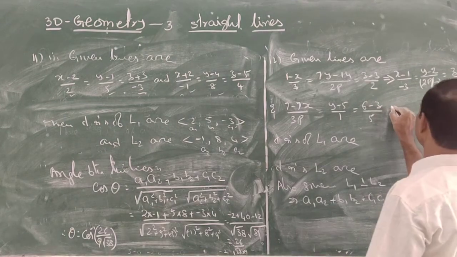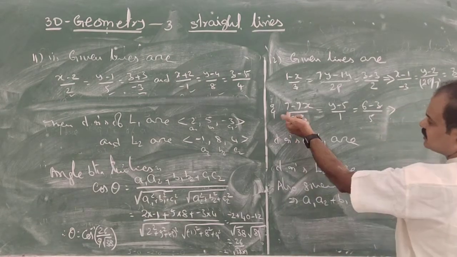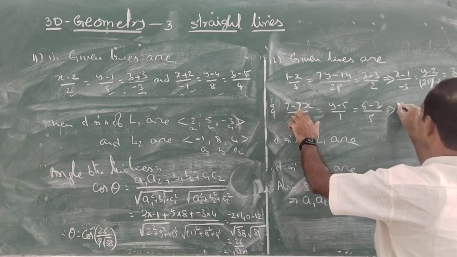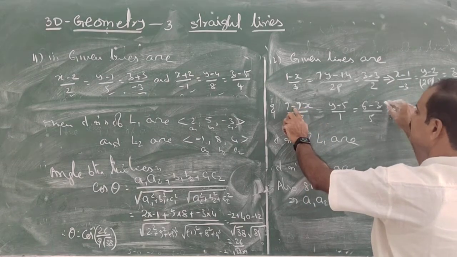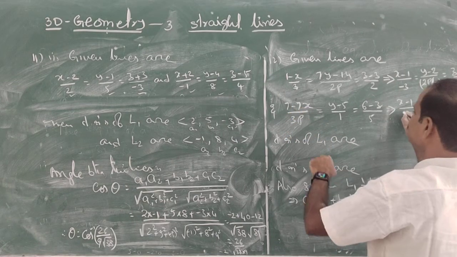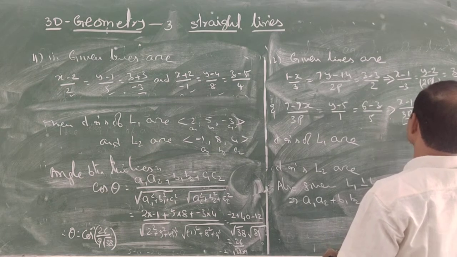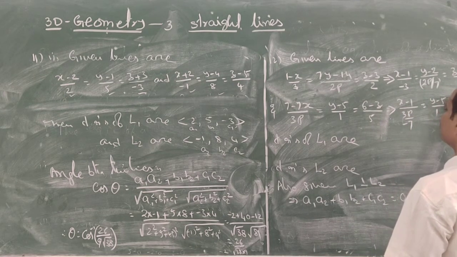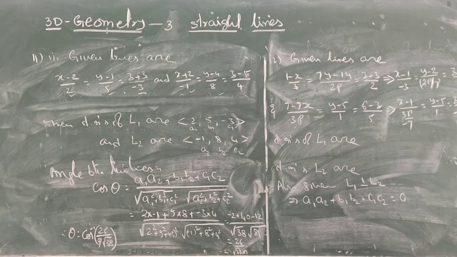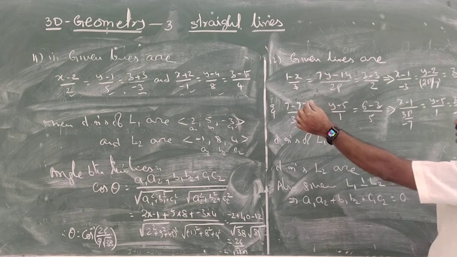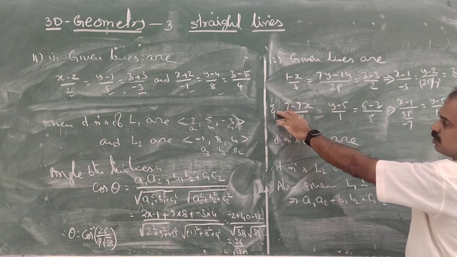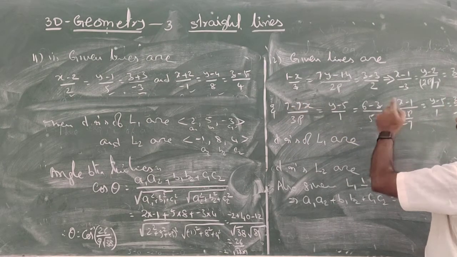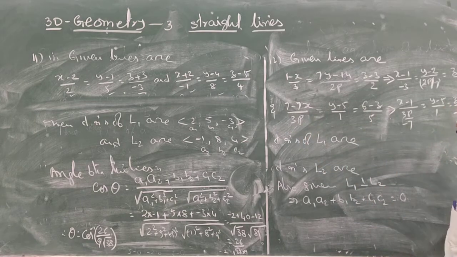In the same way, here, this is not in the standard format. If I take minus 7, this will be x minus 1, 3p by minus 7 is equals to y minus 5 by 1 is equals to z minus 6 by minus 5. I hope you are understanding this. When you take minus 7 as common, this will be x minus 1. So that minus 7 I am bringing downside.